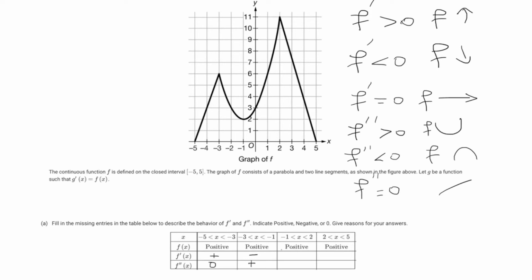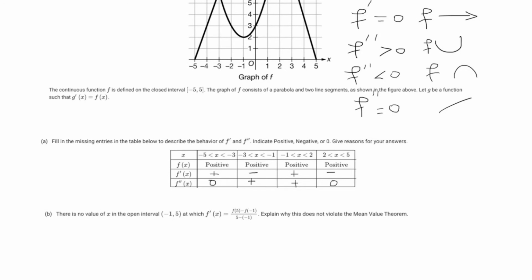Now from -1 to 2, we know that the function is increasing, so the first derivative is positive, and it's concave up, so the second derivative is also positive. From 2 to 5, my function is decreasing, so the first derivative is negative, and it's a straight line, so there is no concavity, so the second derivative is 0.